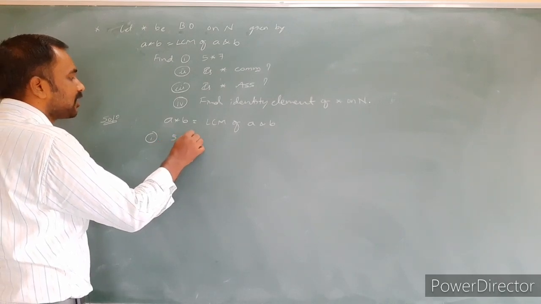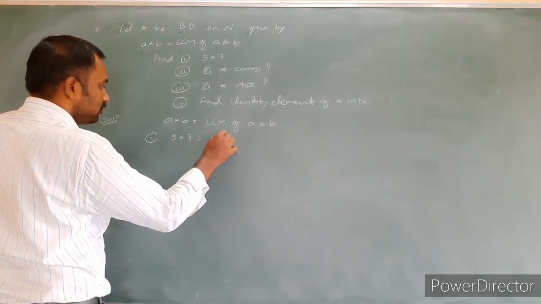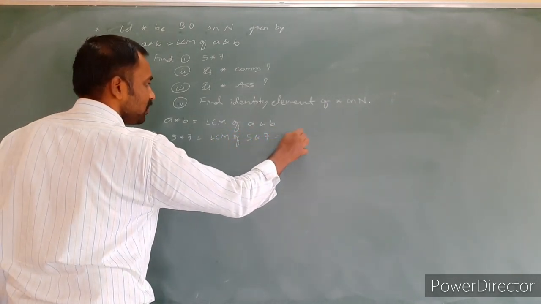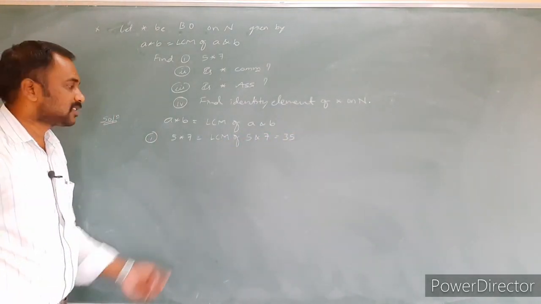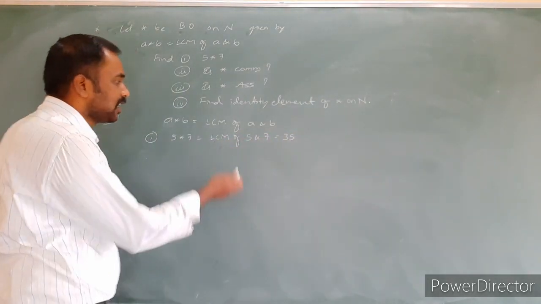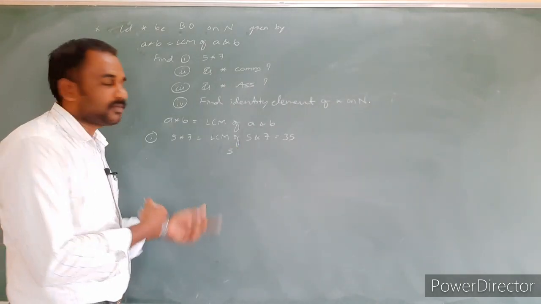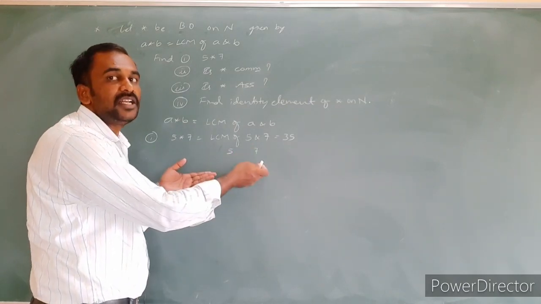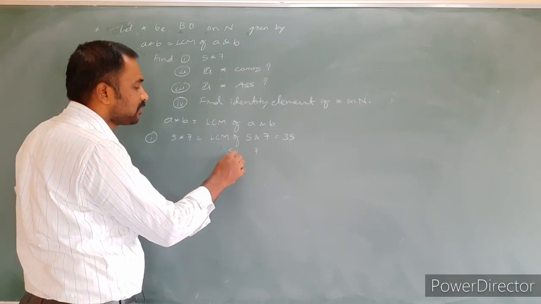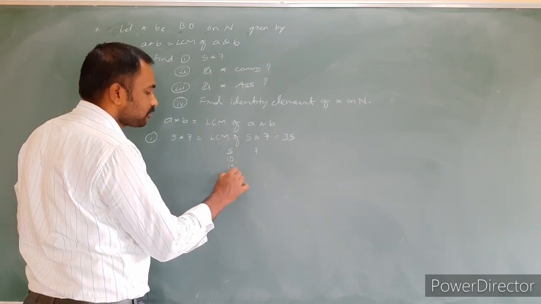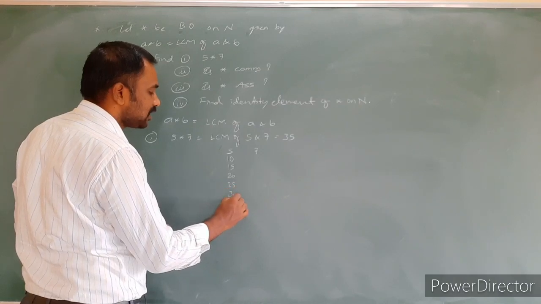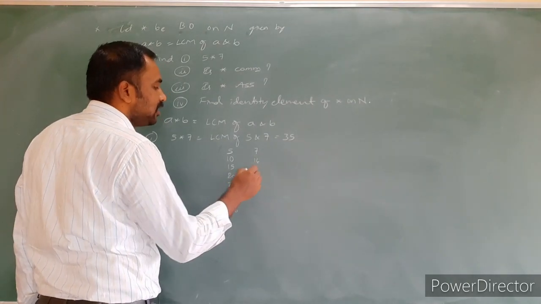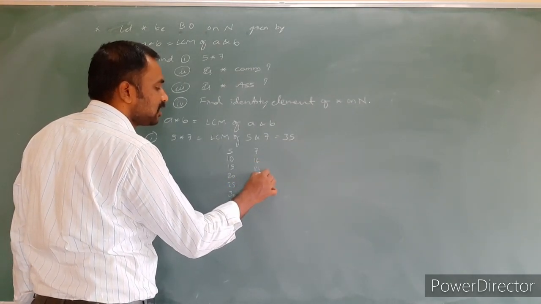So what is 5 star 7? 5 star 7 is nothing but the LCM of 5 and 7. What is the LCM of 5 and 7? 35 is the required LCM. How do we get this? Get the multiples of 5 and the multiples of 7. Out of these values, which one is the common and the least value? Multiples of 5 are 5, 10, 15, 20, 25, 30, 35, 40, like that. Multiples of 7 are 7, 14, 21, 28, like that it continues.